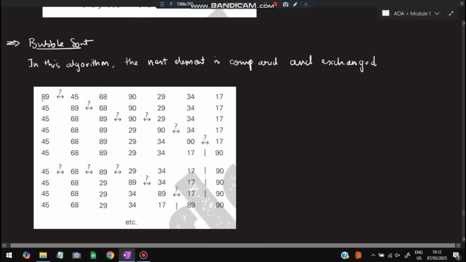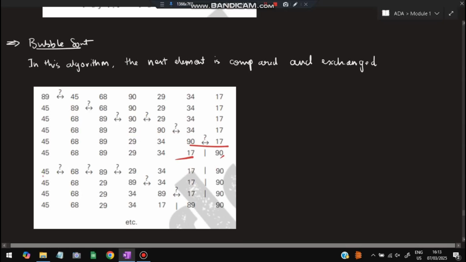Bubble sort, very simple. Compare these two. If this should be smaller and this should be greater, that is the ideal scenario. If this is not so, exchange both of these. So 45 and 89 will be exchanged. Next, 89 and 68 exchange. 68 and 89. 89 and 90, is it correct? Yes, it is correct. 89 and 90 should be in the same order. 90 and 29, is it in the same order? No, exchange. 29 and 90. Then 90 and 34. Then 90 and 70. 17 will come here, and we will get 90 at the end.